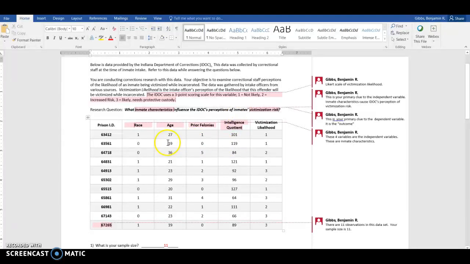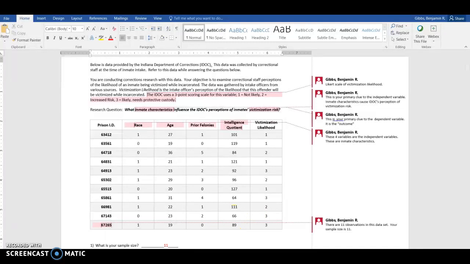So if we go down here, we see that prison inmate 634102 has been scored a not likely to be a victim while in the institution. While on the other hand, 64913 appears to have a high likelihood and will need to be in protective custody. So that is what the 1, 2, and the 3 designate within this particular variable.